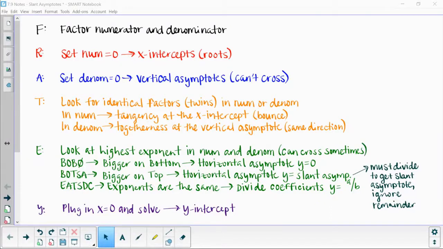Welcome to 7.9 Slant Asymptotes. So again, before we get started, I'm going to do a brief overview of FRADTY. Remember, F is standing for factor. We're going to factor the numerator and the denominator.